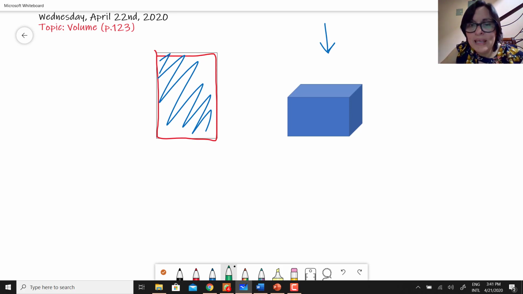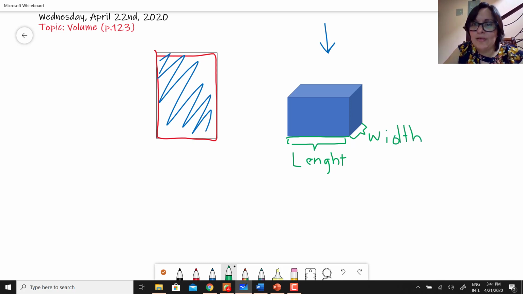So, from here to here, this side is length. From here to here, we are going to have width. And from here to here, we are going to have height. Do you see that? We have length, largo, width, ancho, and height, altura.